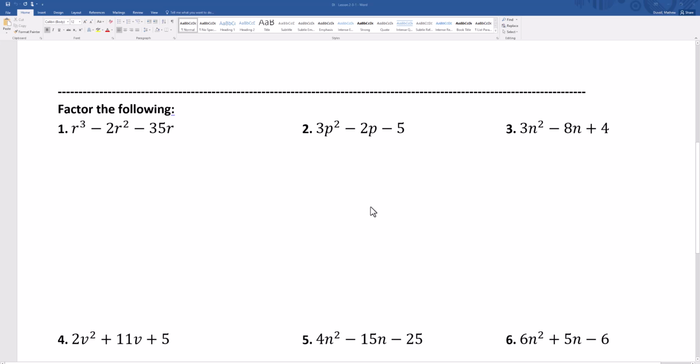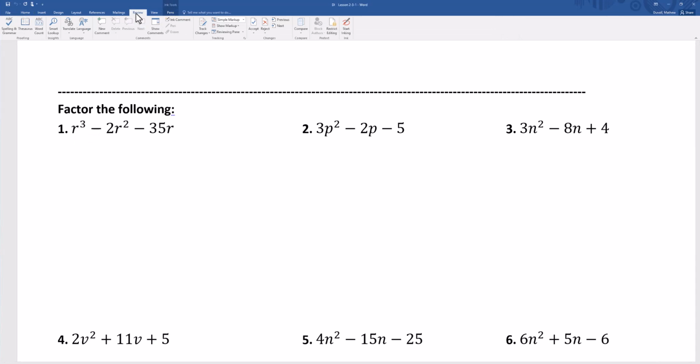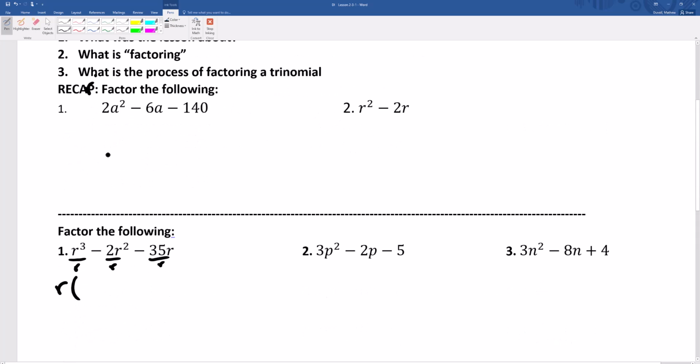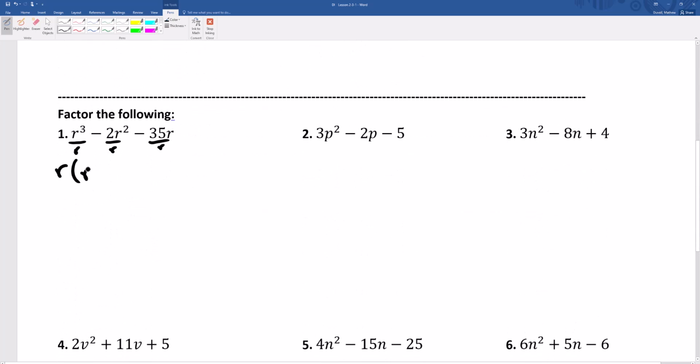All right, so factoring, the first thing we need to look for is greatest common factor. So what's in common between these values here? Between r cubed, 2r squared, and 35r, there is an r in common. Now if you factor out, it's as if you're dividing by it. So I have r squared minus 2r minus 35.